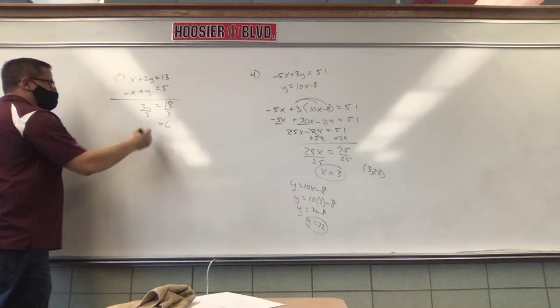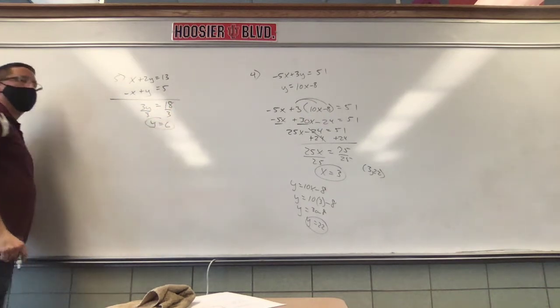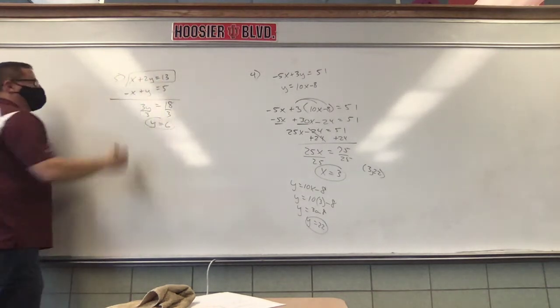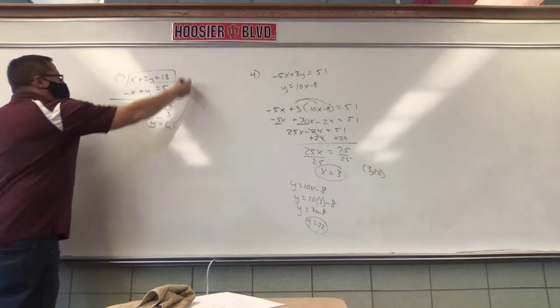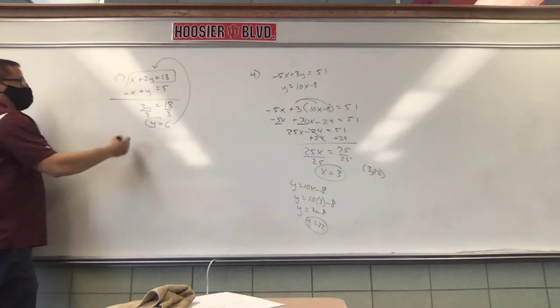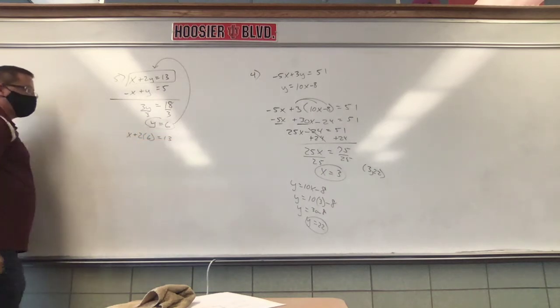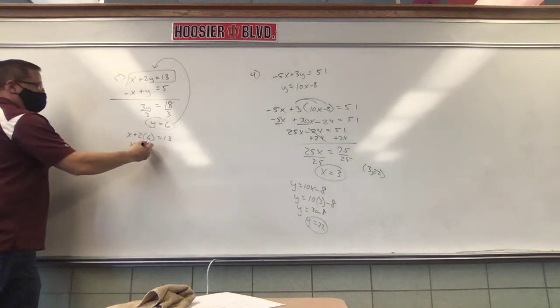And what's 6? Y equals what? Done? No, I have to find X. We gotta find x. I'm gonna use the top one. It doesn't matter. Plug in 6 for y. X plus 2 times 6 is 13. X plus 12 is 13.